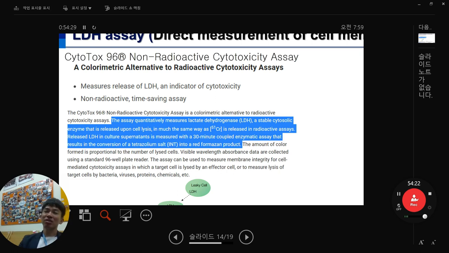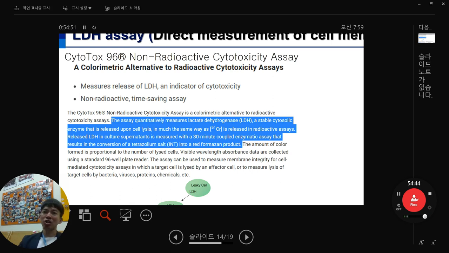So previously, before this LDH assay, they used radioactive labeling. They had to utilize a very specific machine because it can harm your body. So instead of radioactivity, they can use this LDH assay.